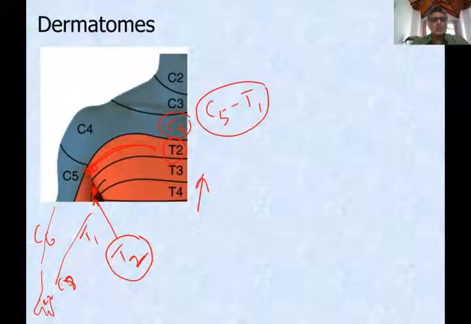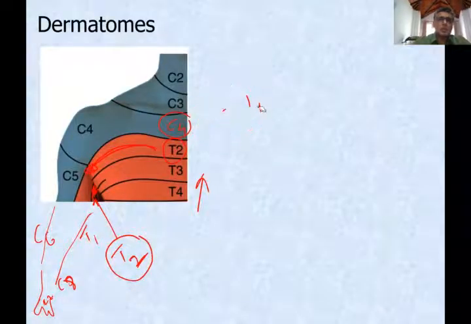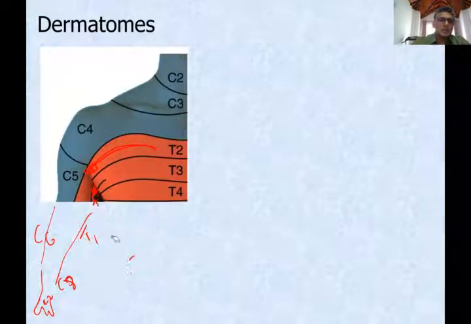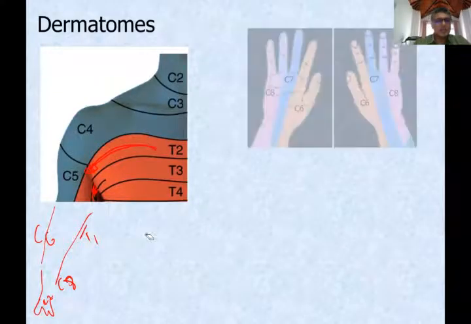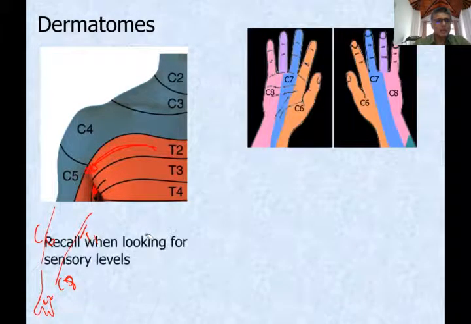Okay. So the important point here, which you will not need now, but you will need later when you do the neuro module, is that when you want to look for spinal cord injuries, especially, you check the sensory levels. You check what is called sensory levels. I'll come back to this.